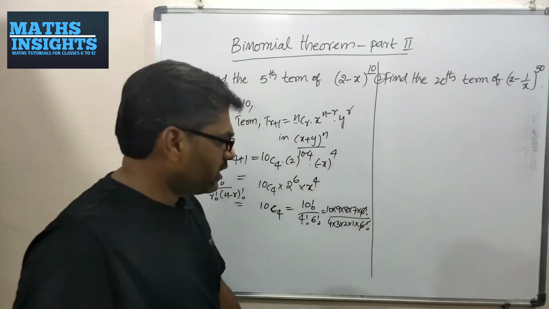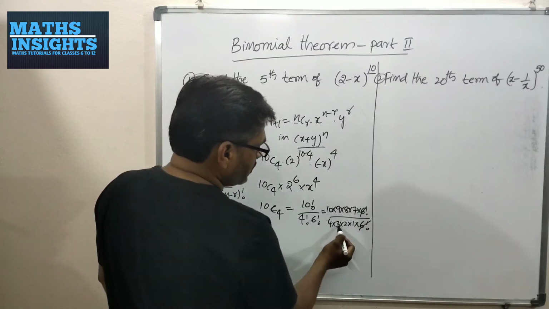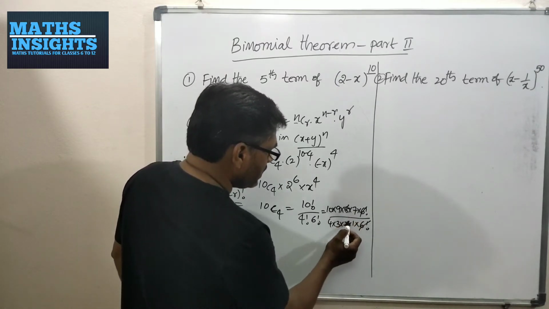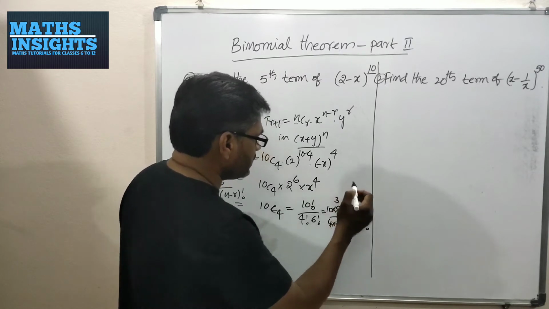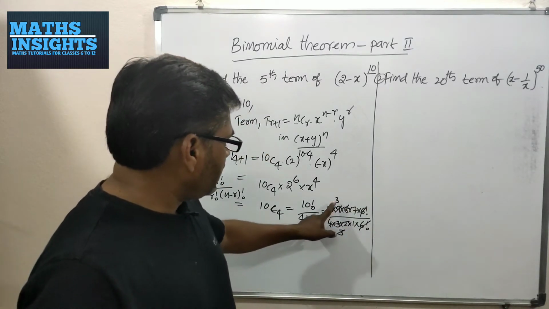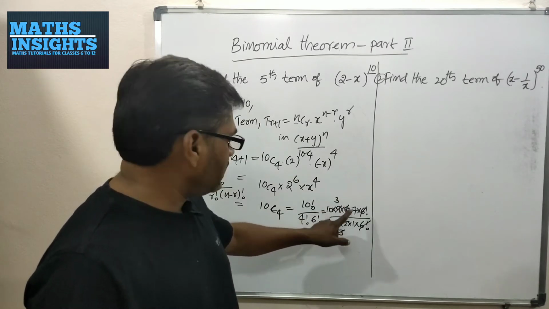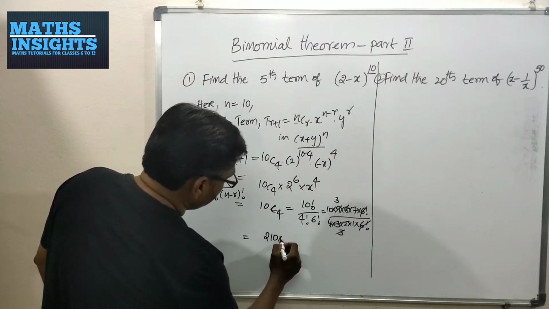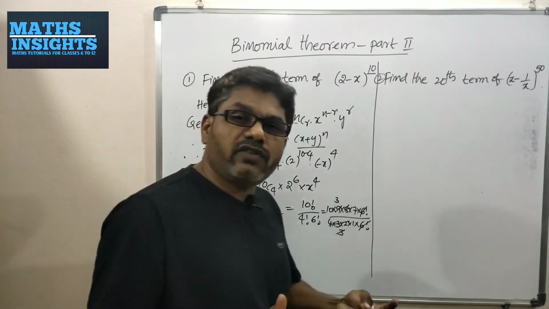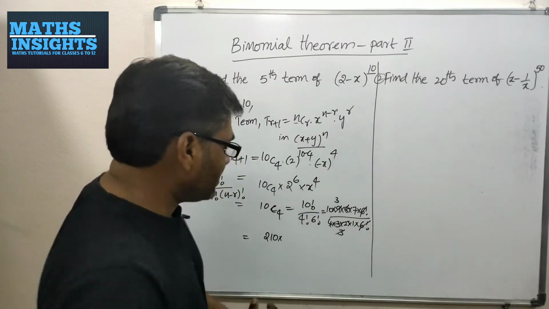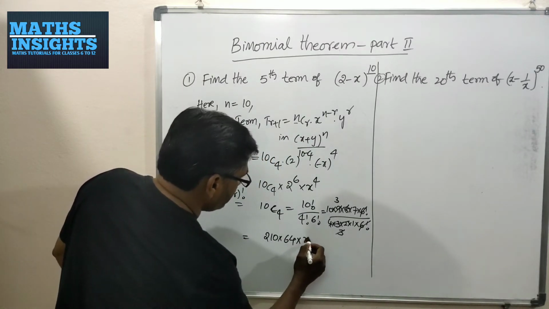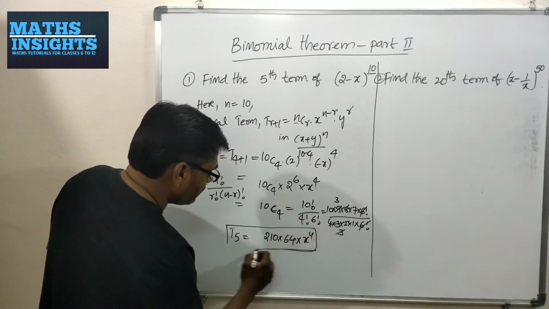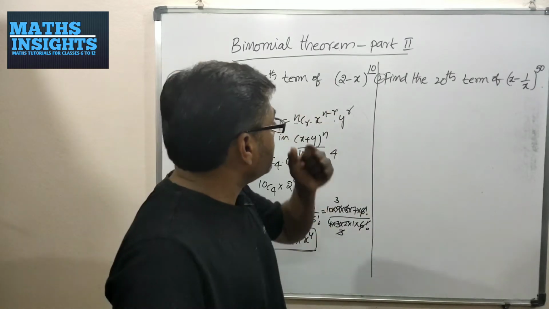6 factorial cancels, and also 4 3s are 12, 12 2s are 24. So 8 3s are 24, 1s are 1. What are the remaining here? 10 into 3, so 30. 30 into 7, 210. Therefore, 210 into 2 power 6. You may write 2 power 5 is 32, 2 power 6 is 64. Okay, 64 into x power 4. And if you multiply this, this will become the fifth term in the expansion of 2 minus x whole power 10.